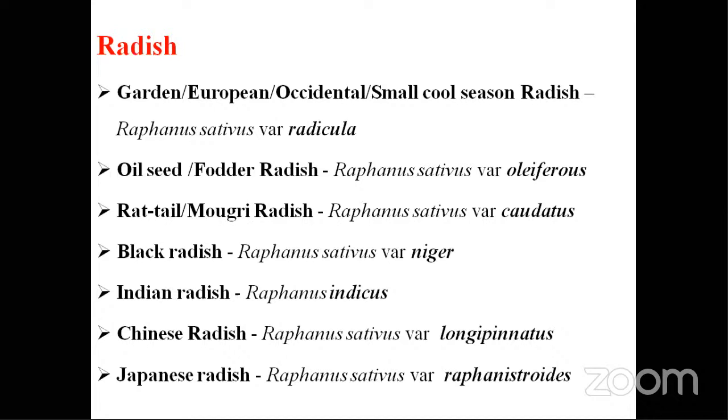Rat-tail or mougri radish is Raphanus sativus variety caudatus. Caudatus actually means tail, so in the name it means rat-tail radish or mougri radish. Black radish, as the name itself says, is Niger: Raphanus sativus variety niger. The Indian radish that we generally grow is Raphanus indicus. Chinese radish is Raphanus sativus variety longipinnatus. And Japanese is Raphanus sativus variety raphanistroides. Raphanistroides is nothing but the origin of radish also. So Japanese radish is raphanistroides.